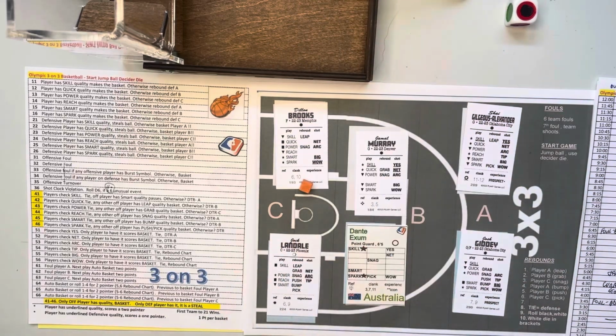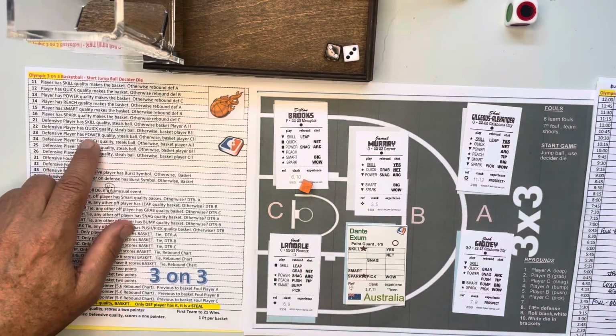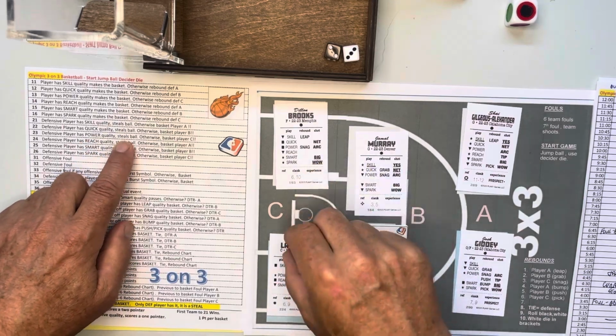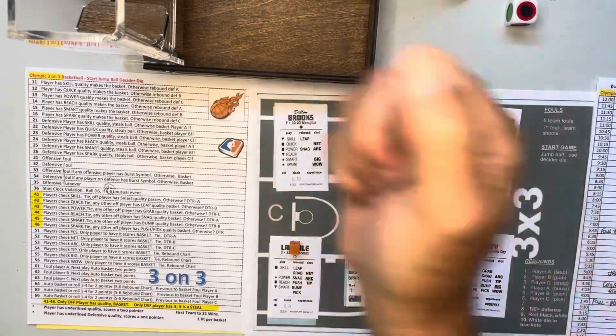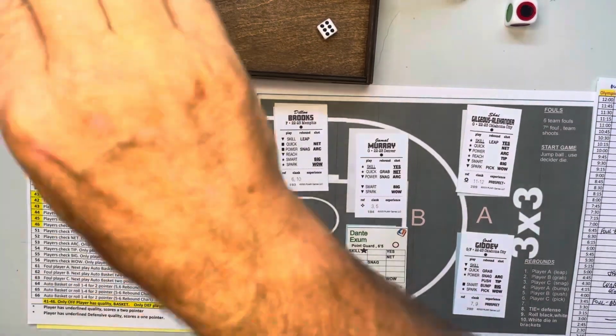Ball will go to Brooks, and he brings it right out. We have a 23. Defensive player has a power quality. He does have it. He will steal the ball. So no basket there for Canada. Australia starting to dominate here in this 3-on-3 game.